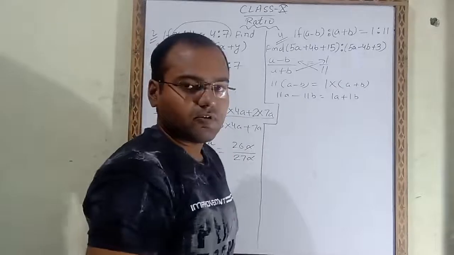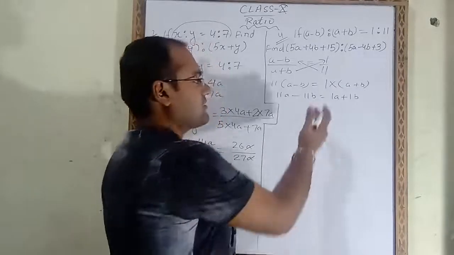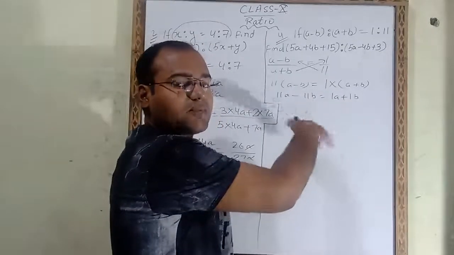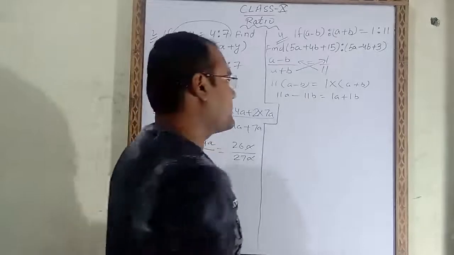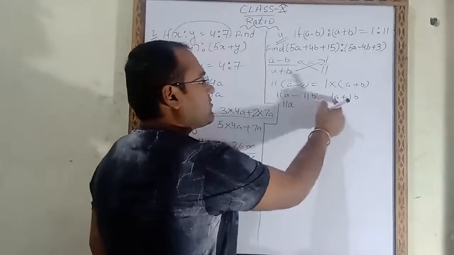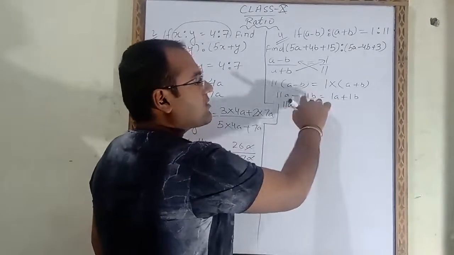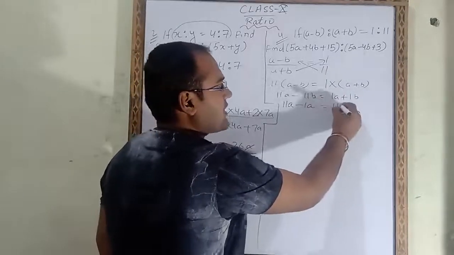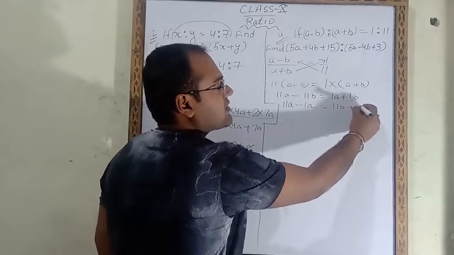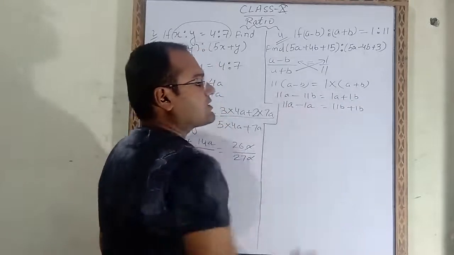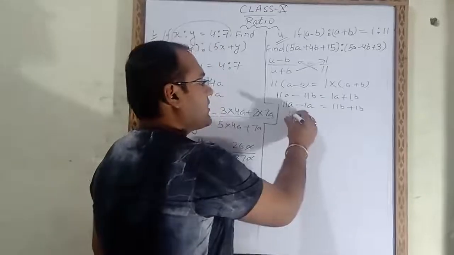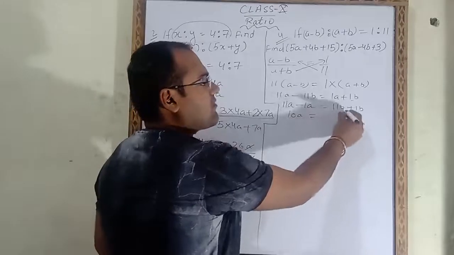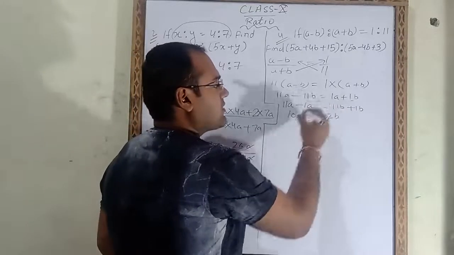Now after that, what we will do: the a terms we will take on the left side, the b terms we will take on the right side. So 11a minus 1a, minus 11b will go on the right side so this will become plus 11b, and this one is plus 1b. 11a minus 1a will be 10a, is equal to 11b plus 1b will be 12b.